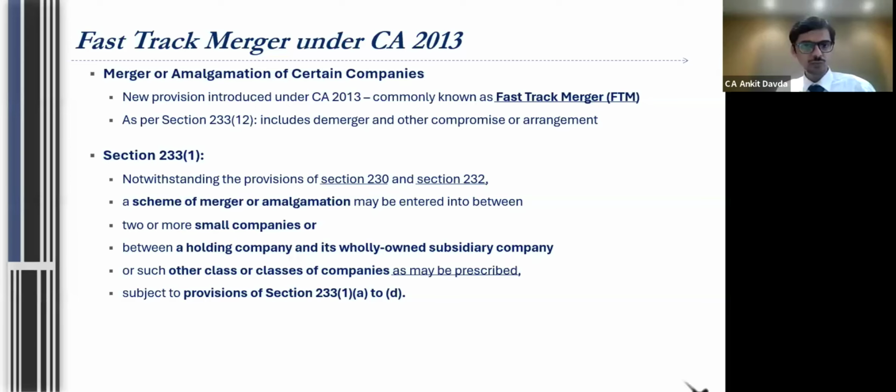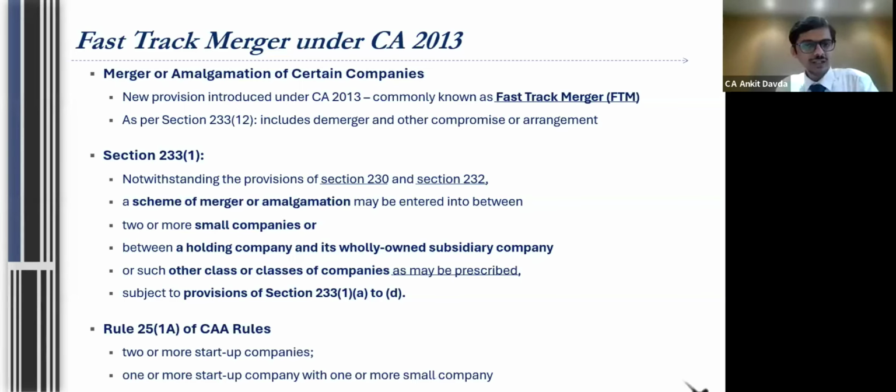So it's not like a small company and a holding company. Between two small companies, you can do it. Between holding and wholly owned subsidiary, you can do it. And then Rule 25(1)(a), which has been notified under the CAA rules, pursuant to powers vested under 233(1), says that apart from what is stated in the section, two or more startup companies, as defined in the startup notification of 2019, can do it. So there is a notification which the central government has issued, which defines the startup companies. There are certain criteria to be fulfilled, and then such companies can register with DIPP, the department, as a startup company. So they need to be a registered startup company.